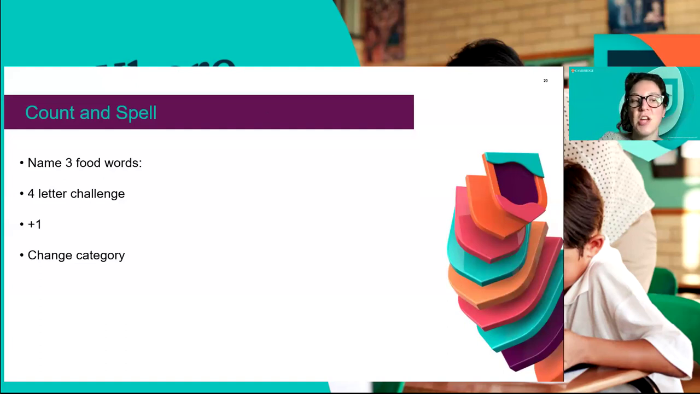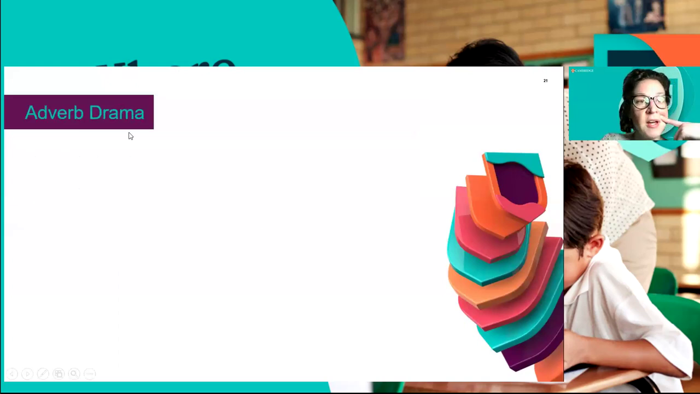Another challenge, change the category. So we go from food to name 3 or add 1 more letter. +1 would be apple. +2 would be banana. And we can play this game until it ends. Now, the next game, we have 2 games left.